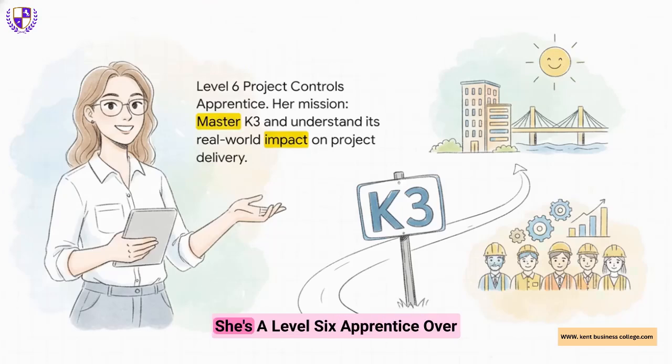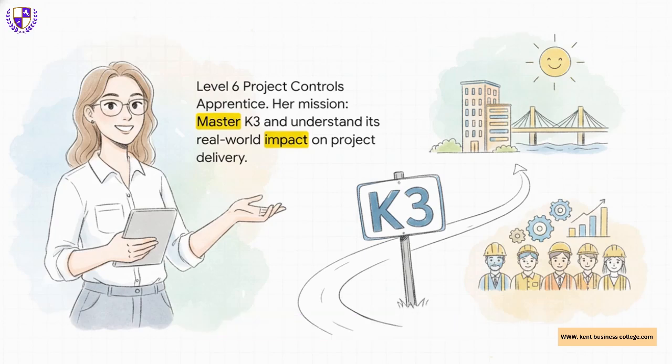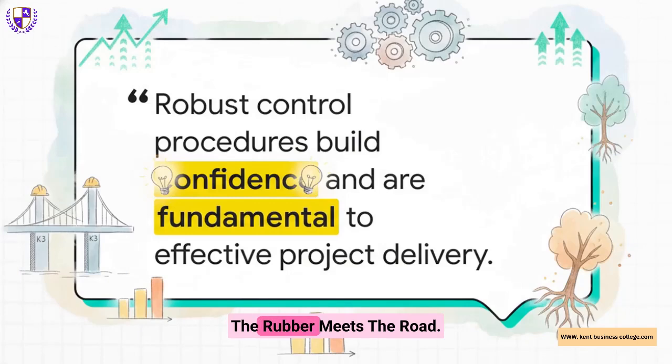This is Jody. She's a level 6 apprentice over at a company called Ibis Stores, and her mission, just like yours, is to get a complete handle on K3. She knows it's a huge part of her apprenticeship, but she really wants to understand how it actually makes a difference in the real world.